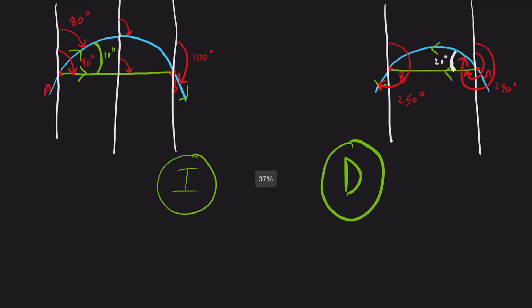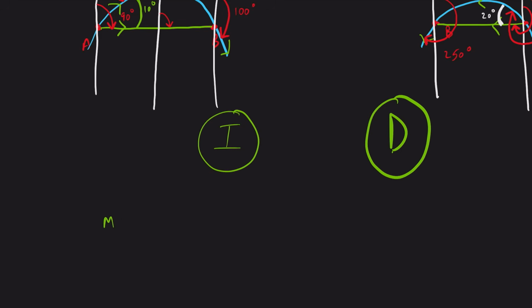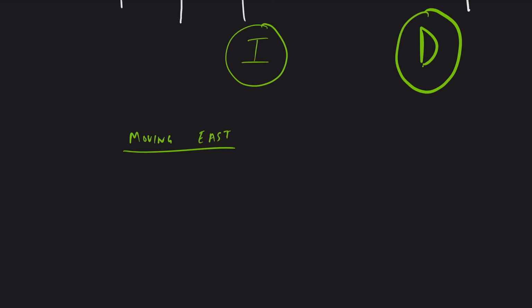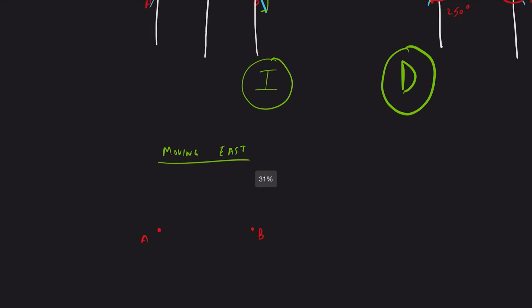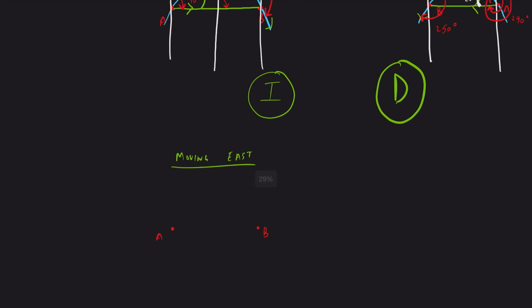So I'll again take two different cases, starting with moving east. I have two places, A and B, and I'm going from A to B. So what will my rhumb line track look like? The rhumb line track from A to B will be a straight line, arrow from A to B. And how will the great circle look? The great circle track from A to B will be in this direction this time. Why? Because I'm talking about the southern hemisphere.